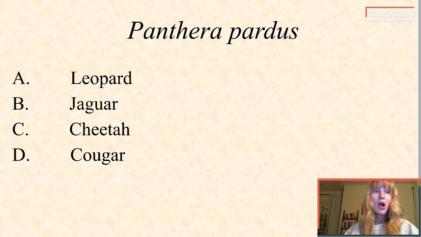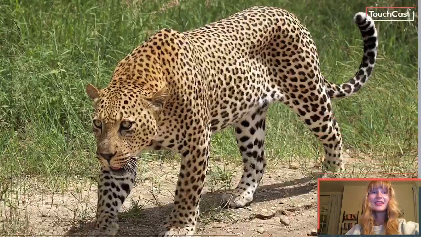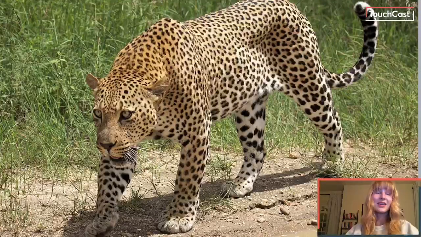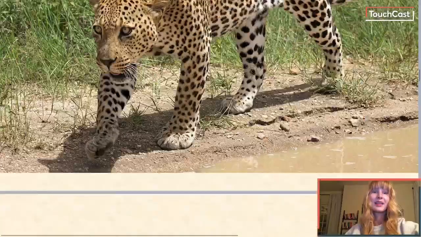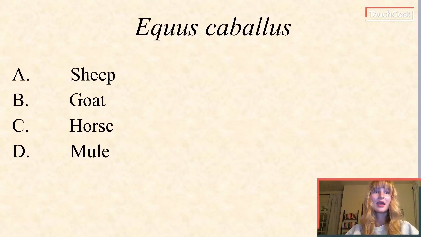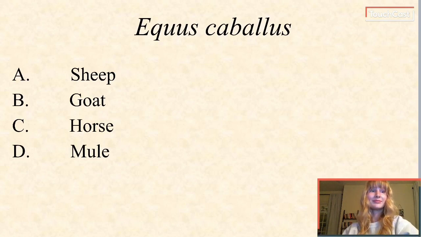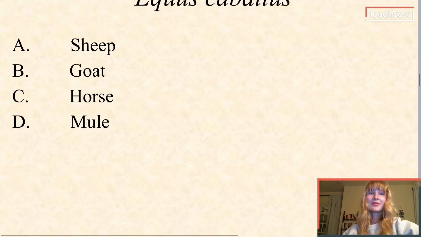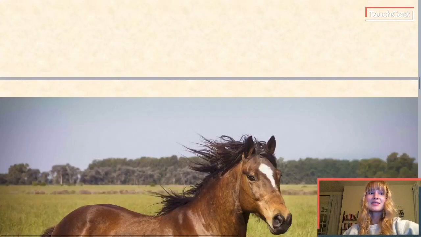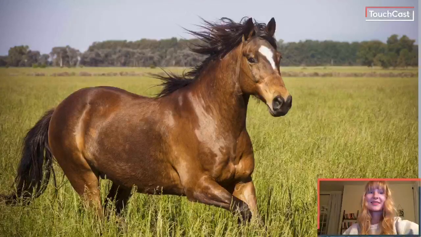And then Panthera pardus. A, leopard, B, jaguar, C, cheetah, or D, cougar? The answer is this guy right here, so leopard. Next one, Equus caballus. A, sheep, B, goat, C, horse, or D, mule? The answer is horse. Good job.